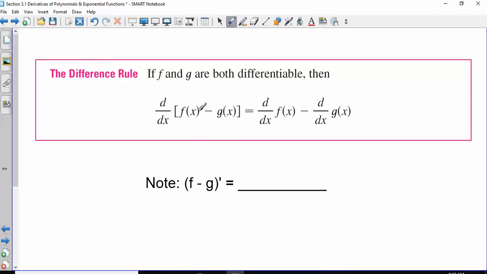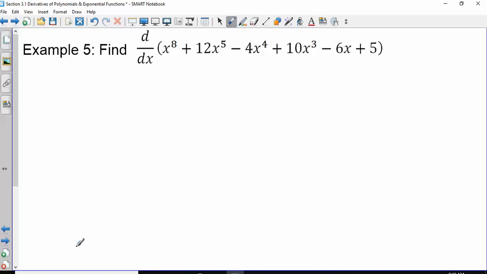The same is true with subtracting. If you have things subtracted, you can just subtract your two derivatives. So now, instead of just being able to do derivatives of x to a power, you can do any polynomial. So if I asked you to do the derivative of this huge thing, that would have taken us forever before today. But now, this is telling me I can do the derivative of each term as I go along. So what's the derivative of x to the 8th? Plus, okay, 12x to the 5th.